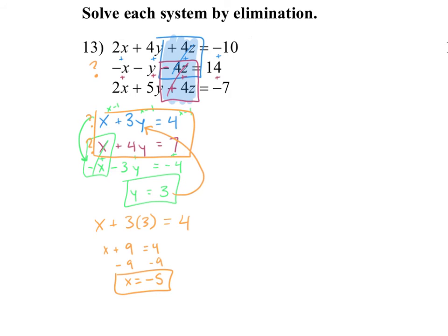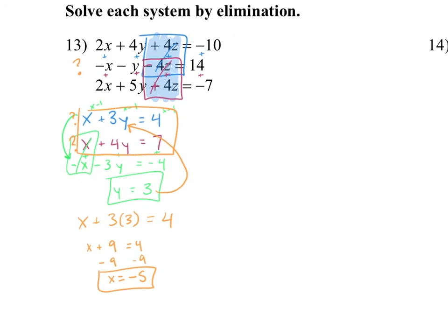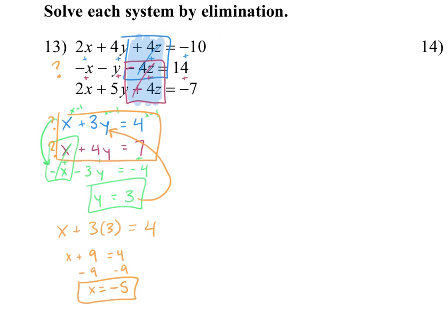So what do we need to do to find z? Get one of the first problems. All right, so which one of the first problems do you want to use? First, second, or third? First. All right, let's use the first. So we have 2x plus 4y plus 4z is equal to -10. Remember, we're solving for z, and we have x and y already. So what do we need to do?